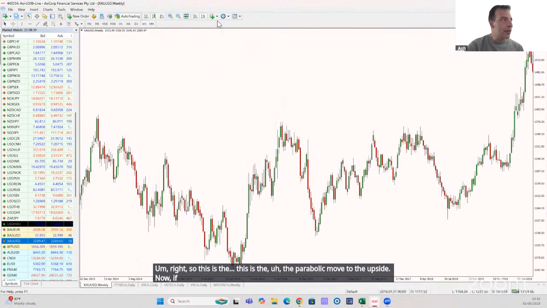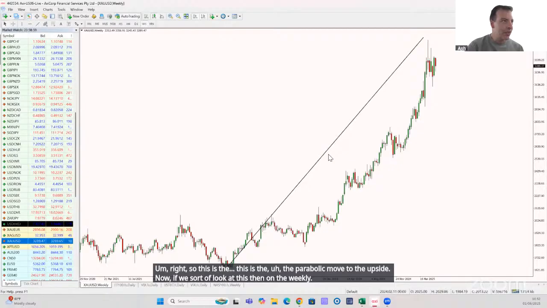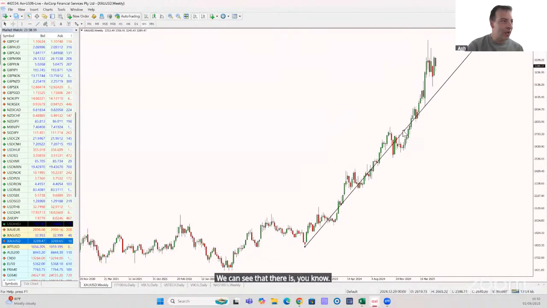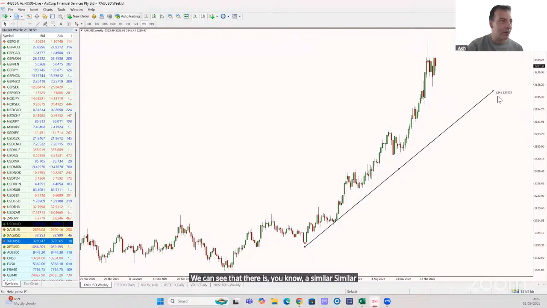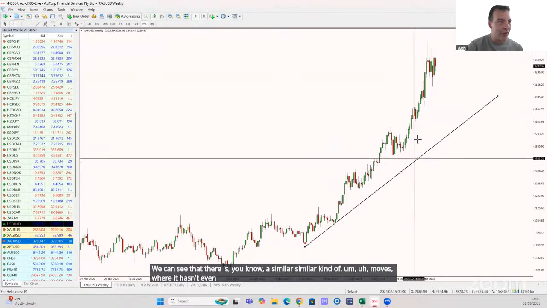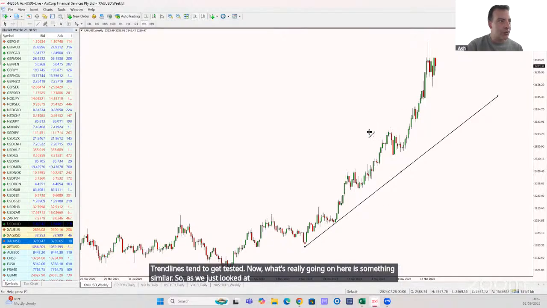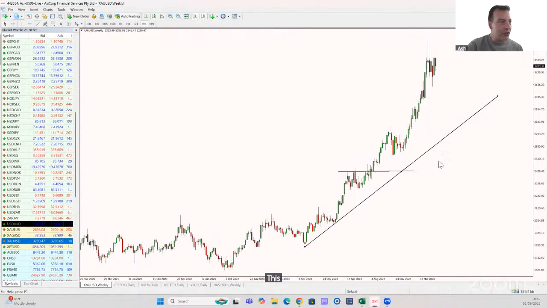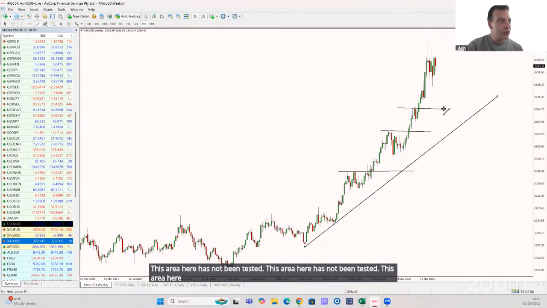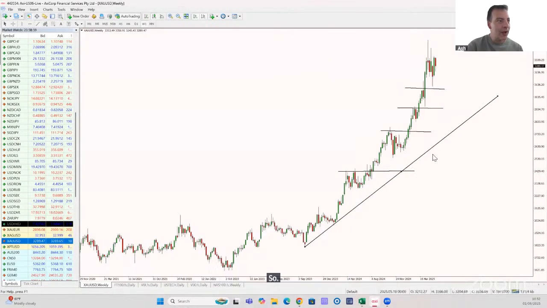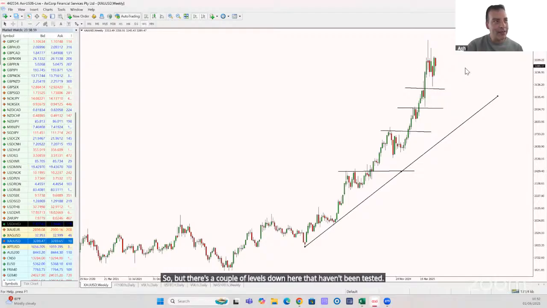Now, if we look at this on the weekly, we can see a similar kind of move where it hasn't even come back to the trend line. Trend lines tend to get tested. What's really going on here is something similar. As we just looked at with the shorter term timeframes, this area here has not been tested. This area here has not been tested. This area here probably was. Yeah, that would qualify. That's okay. And this area here probably was as well. But there's a couple of levels down here that haven't been tested. That's a little bit problematic.